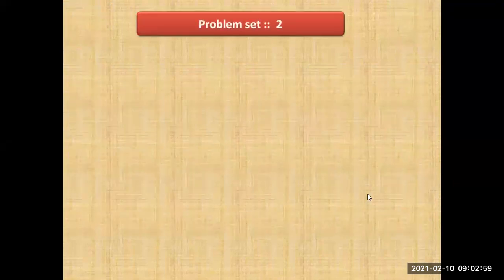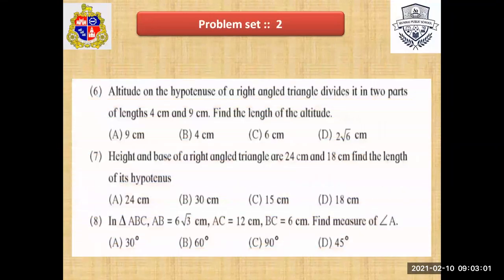Question number 6. Altitude on the hypotenuse of the right angle triangle divides it into two parts of length 4 centimeter and 9 centimeter. Find the length of the altitude. So see, in this question, first we draw the altitude. This one is our right angle triangle, and this one is the altitude.